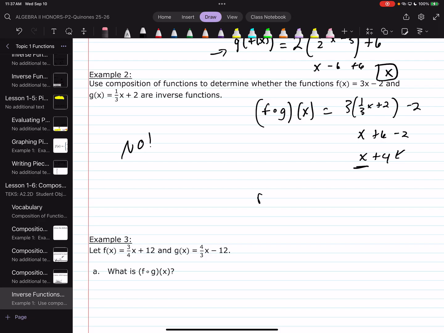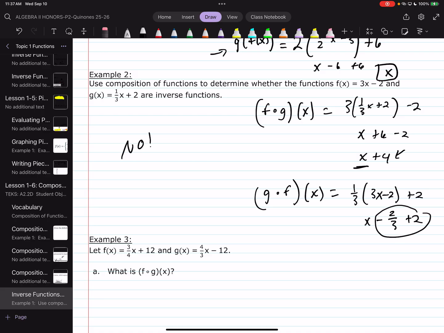But for the clout for the video, I am going to just do the other part real quick. So 1/3 times 3x minus 2, plus 2. This turns into x minus 2/3, plus 2. Even if I were to combine these two like terms, I still wouldn't get x by itself. So, no is the answer.